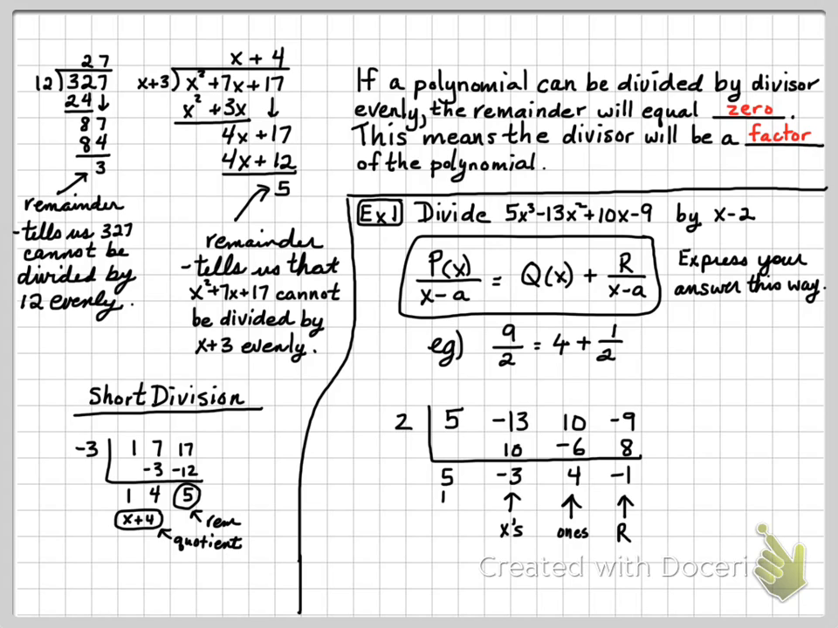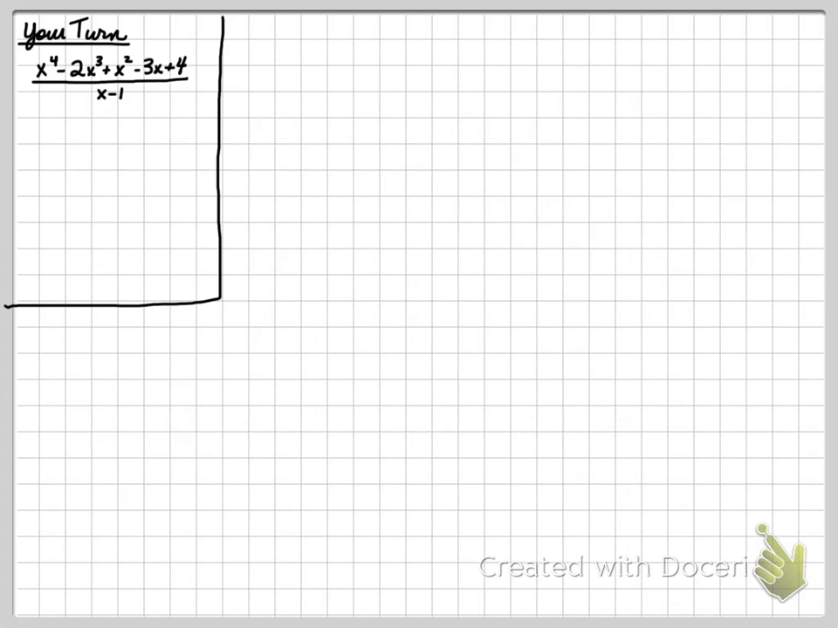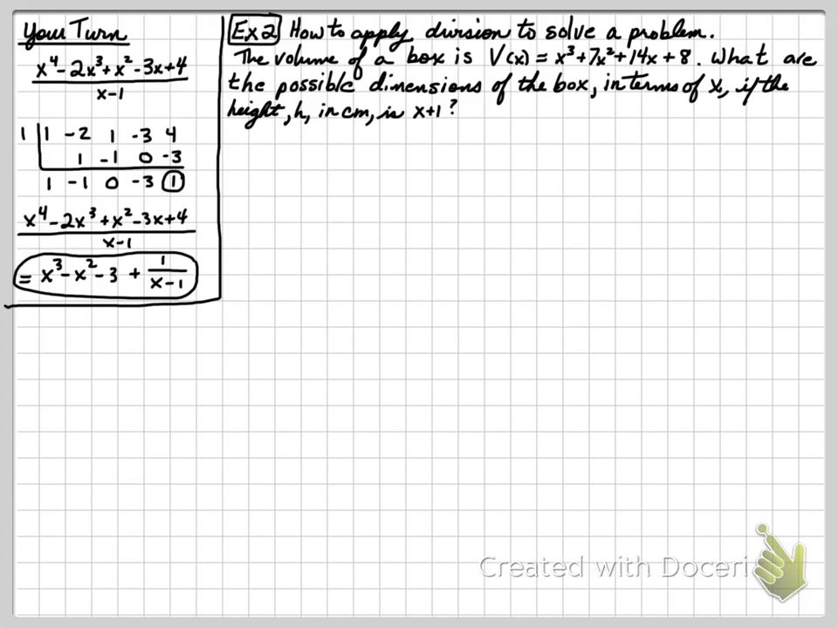There's my remainder, my 1's, my x's, my x squareds. So now you can say that it's going to be 5x squared minus 3x plus 4 minus 1 over x minus 2. You can complete your turn on your own.